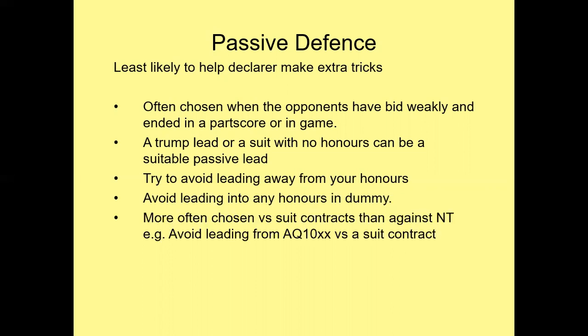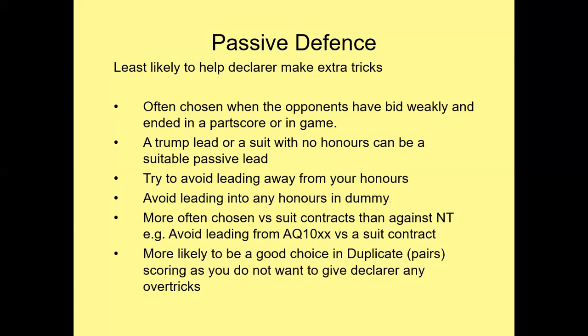And a passive lead is more often chosen against a suit contract than against no trump. So if, for example, you've got ace, queen, 10, x, x, the x's just mean two small cards, that might be a good lead against no trump, but a poor lead against a suit contract, because it's very likely in a suit contract that leading from that holding will give away a trick, maybe to declarer's king or jack, and you may well not get that many tricks back in return if they're playing with the trump suit.